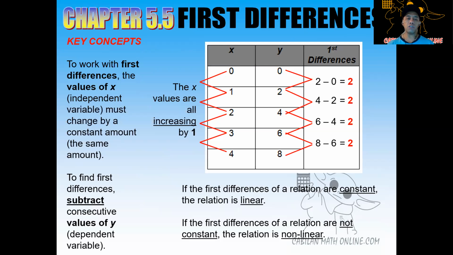Basically, the only two things that you need to remember for today's lesson are those two things that you see with the big fingers. Again, we're going to calculate the first differences. If they're the same, they're linear. If they're not, they're non-linear. Okay, that's pretty much it.